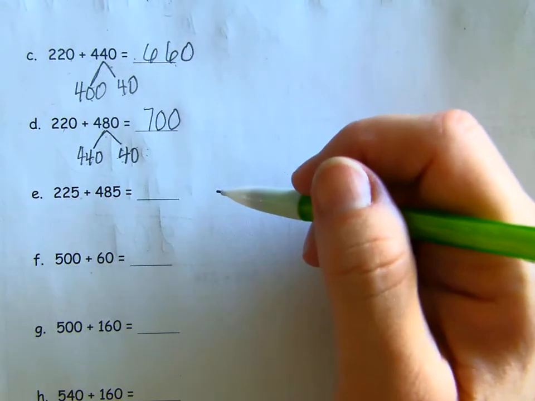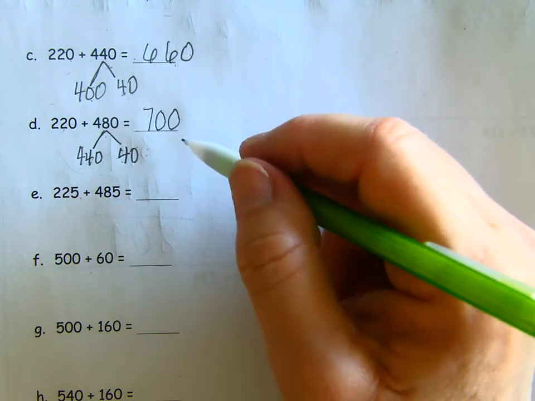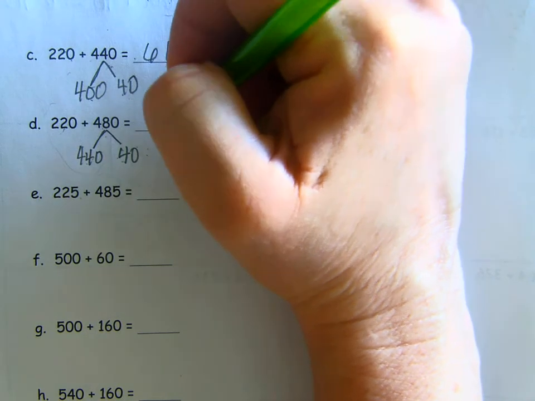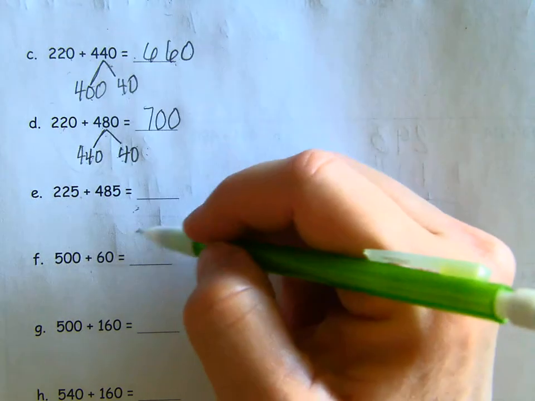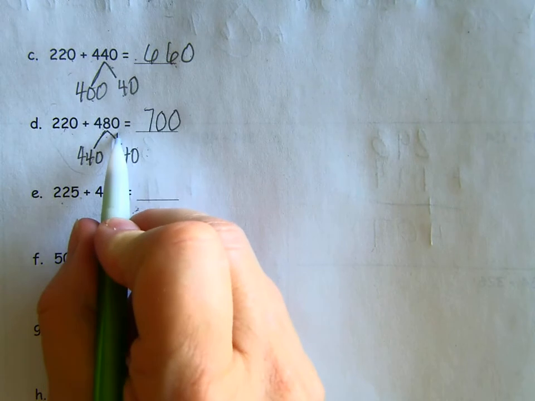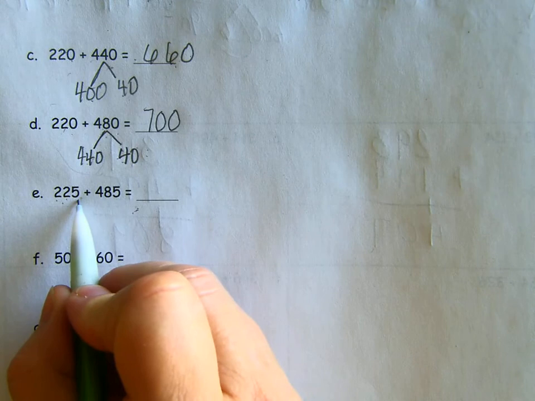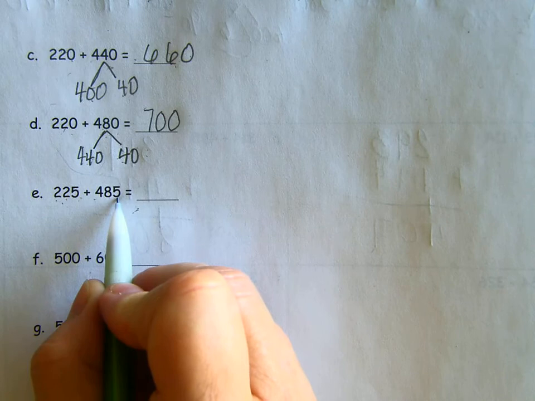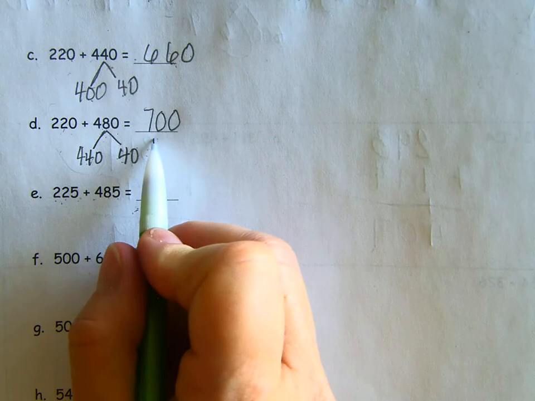If that does not make sense to you, you could try doing the arrow way, or you can use your place value discs. But we should be able to just look at where we're going. We're going to do one more problem that uses what we know here. This problem, 220 plus 480, we just did. Now we're going to do 225 and 485. 220 and 480 make 700.